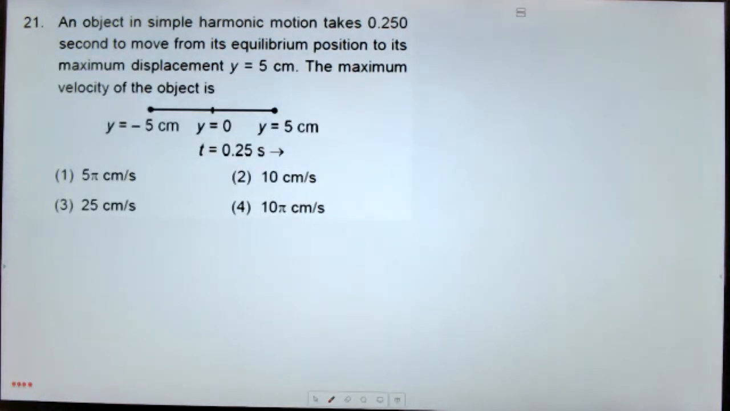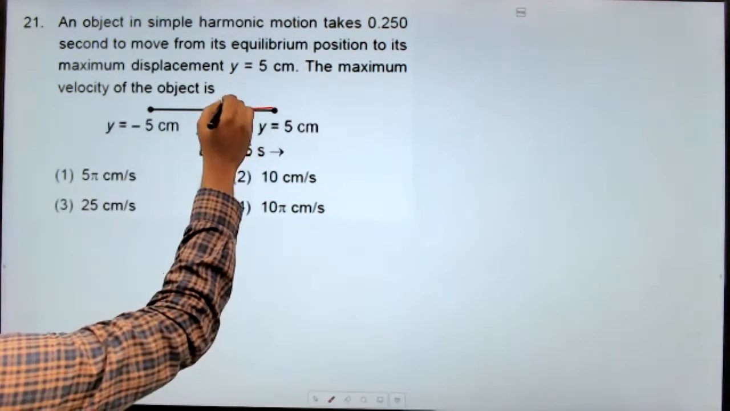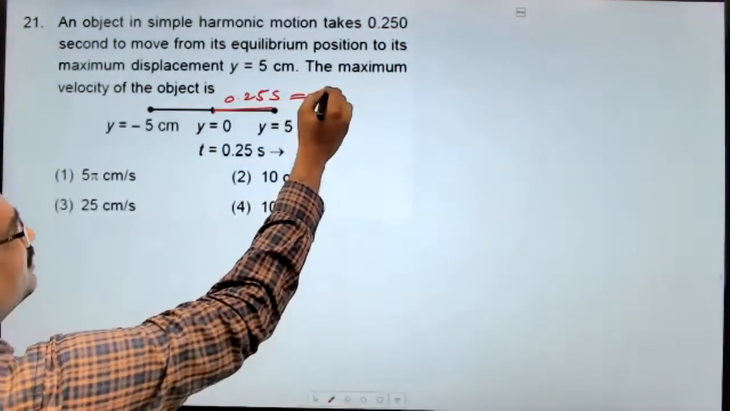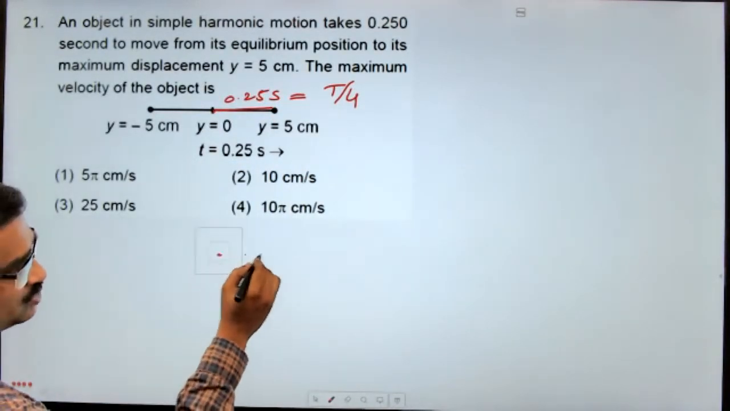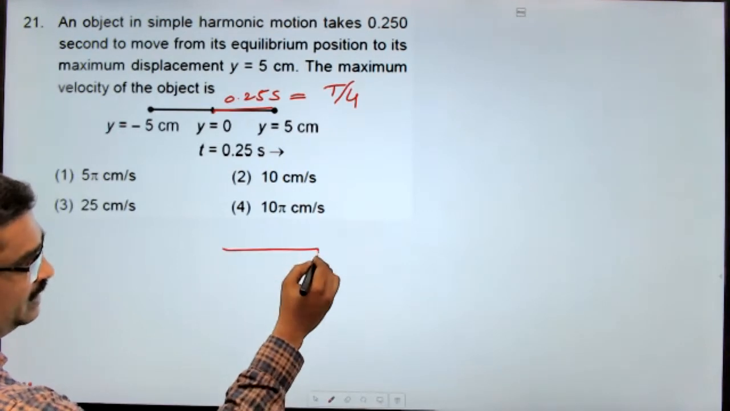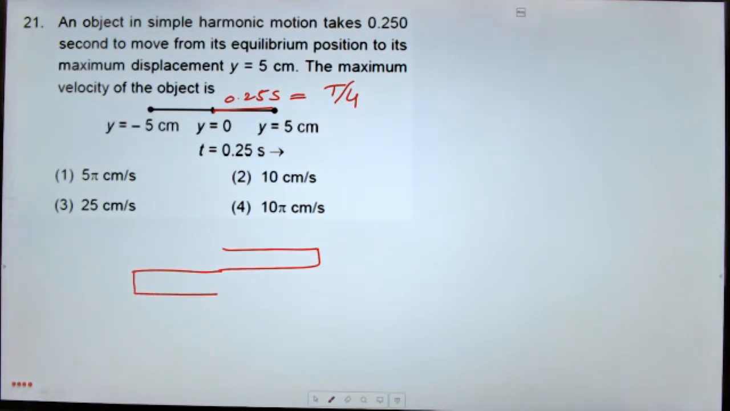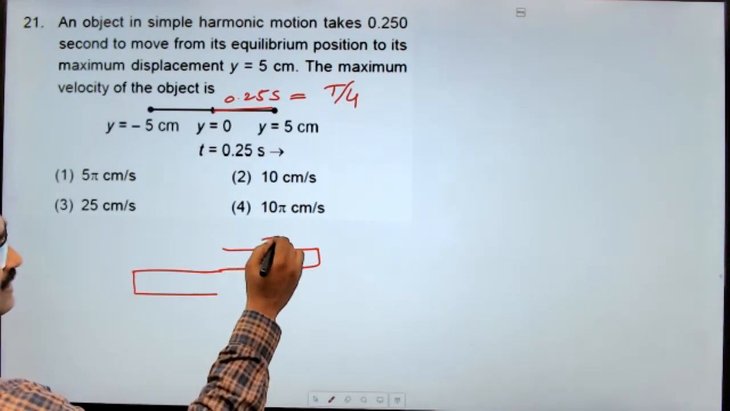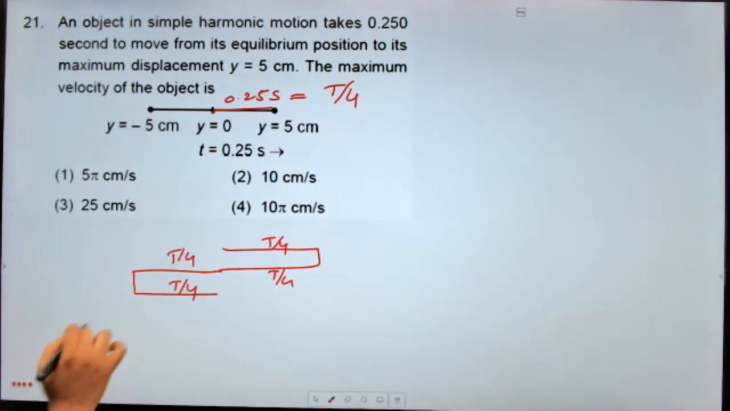Next one. An object in simple harmonic motion takes 0.250 seconds to move from the equilibrium position to maximum displacement. So from here to here, how much time is that taking? 0.25 seconds. This is equal to 1/4 of the time period. One time period means it needs to move like this, come back, then go to the reverse, opposite side, and again come to the same position. So for this, one time period T. If you divide it into 4 parts, each is T by 4.